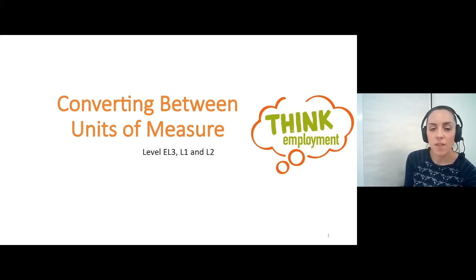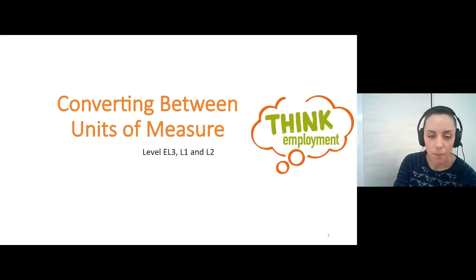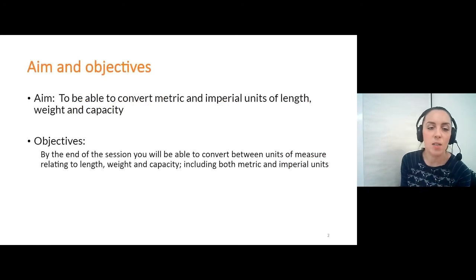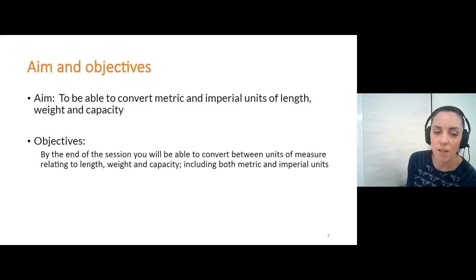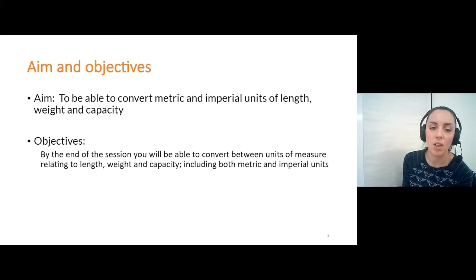It'll start off slightly more basic and then I'll move on to some level 1 questions and then some level 2 questions. So I'll try and point out the difference between them as we're going through as well. So the aim of today is to be able to convert metric and imperial units of length, weight and capacity. So we are going to be looking at both metric and imperial units.